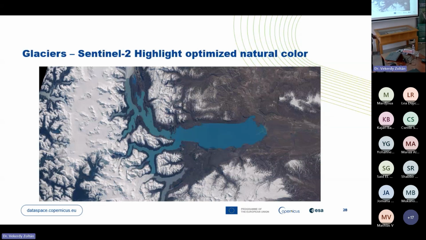Glaciers, cryosphere. The big problem if we are looking at snow is always oversaturation. So in this place, you barely see any texture. And then this is the main application of highlight optimized natural color. This is where you really want that contrast stretching for the dark and the bright places to show you the topography or the snow patterns in these areas.